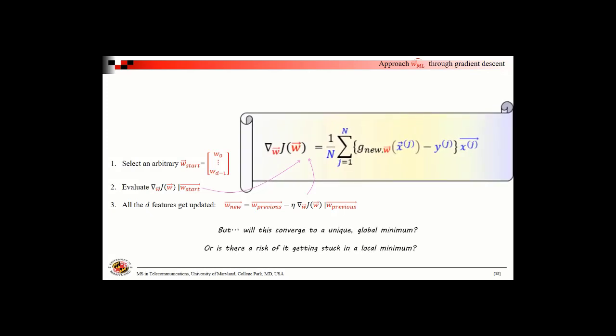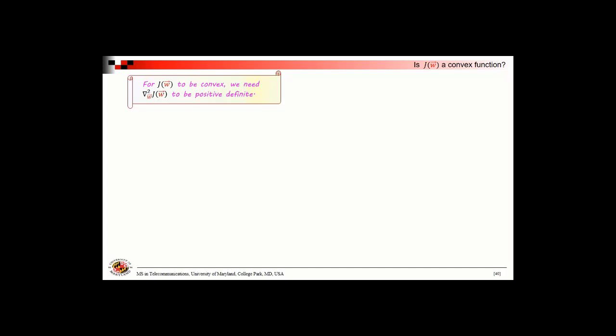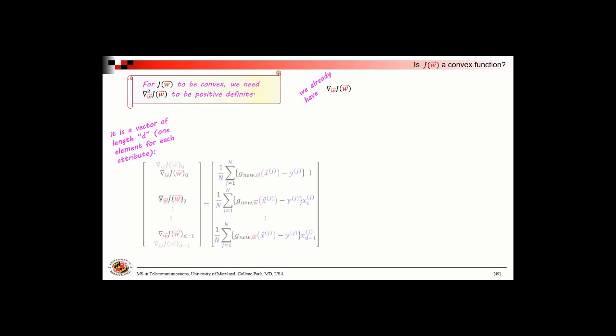The next question is, will this converge to a unique global minimum? Or is there a risk of getting stuck at a local minimum? The only way to prove that this converges to a global minimum is to prove that this J function is convex, which is what we're going to do next. In order to prove that J is a convex function, we're going to need to take the second derivative and show that it is positive. We already have the first derivative. In other words, we already have the gradient. It happens to be a vector of length d, in other words, one element for each attribute.